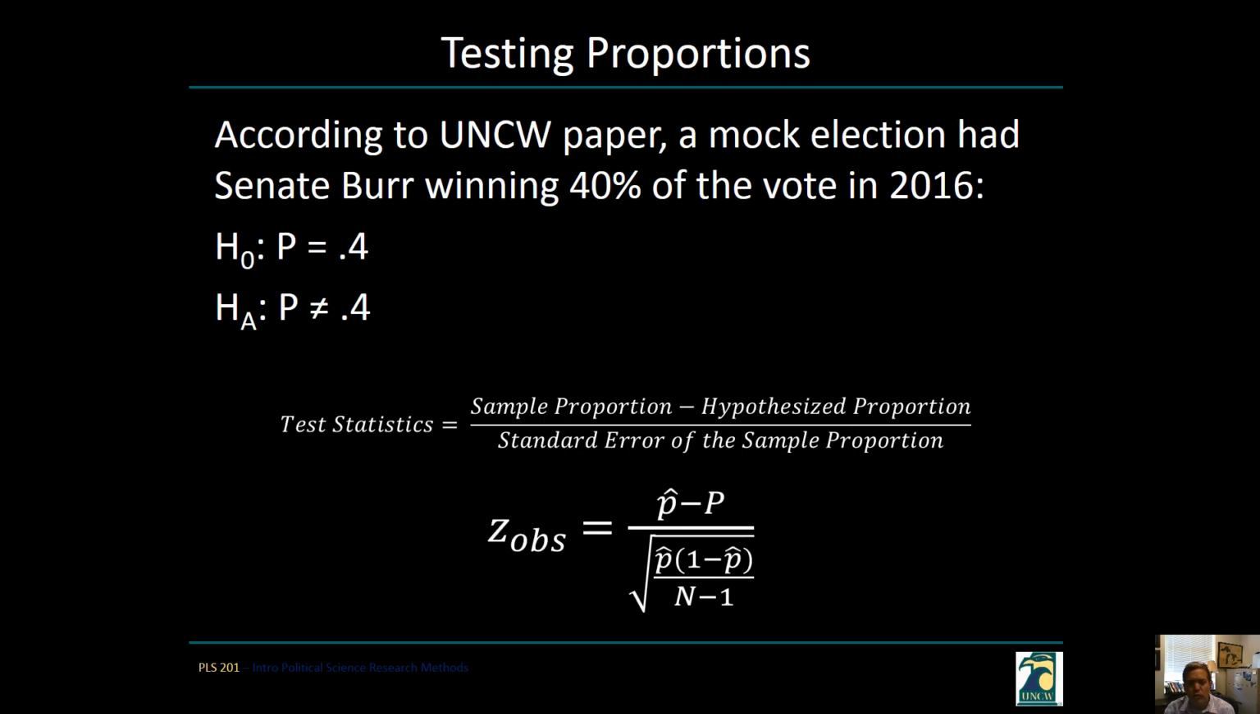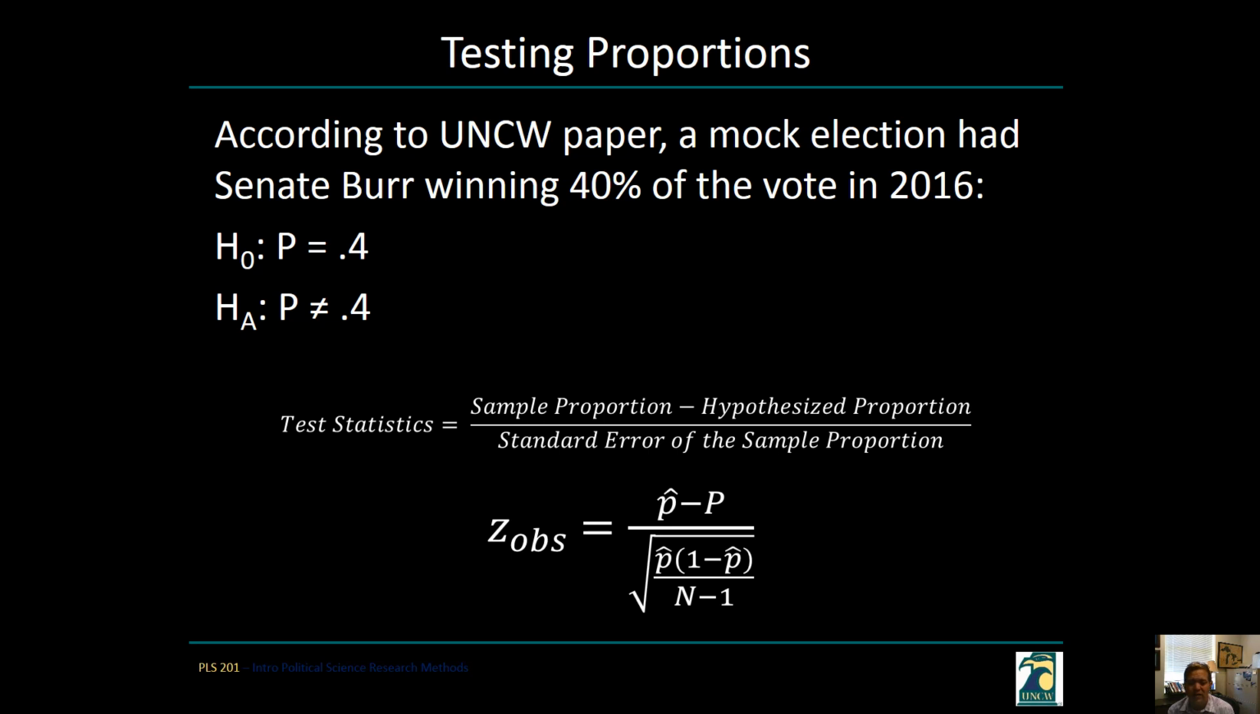You can also do this same sort of thing with proportions. Proportions as sort of like a percentage, right, between 0 and 1. So according to the UNCW paper, this time a mock election a few years ago had Senator Burr winning re-election in 2016 with 40% of the vote. So that's just a sample of UNCW students. So the paper is hypothesizing that the probability is 0.4. That's what we expect him to get on election day.